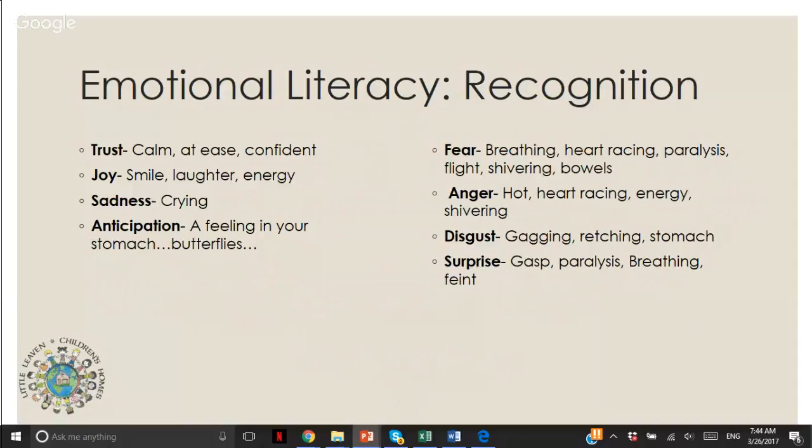Surprised, that's more like shocked, right? He's shocked when he faints. It's more than surprise, a little bit stronger. You have different, stronger emotions. And you're going to gasp a lot of times with surprise.